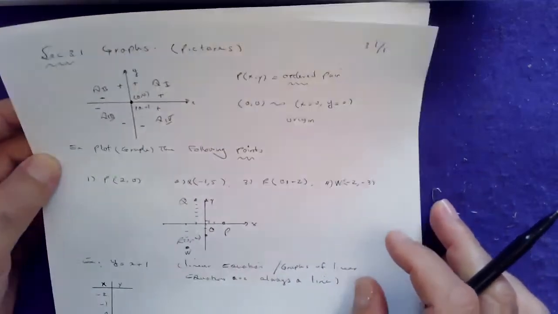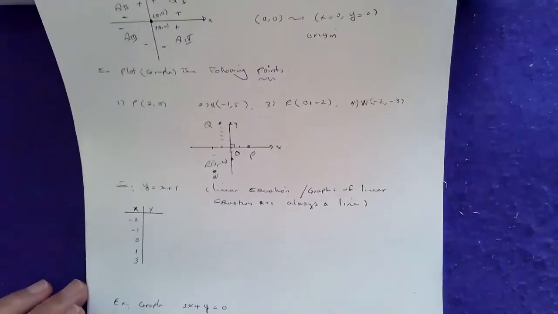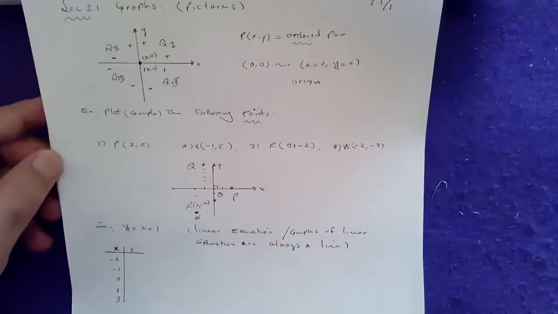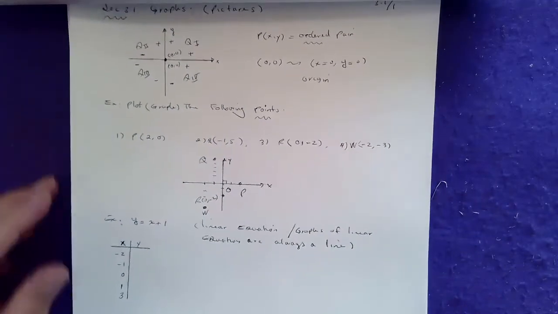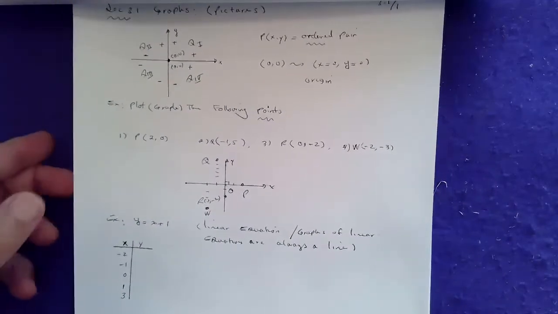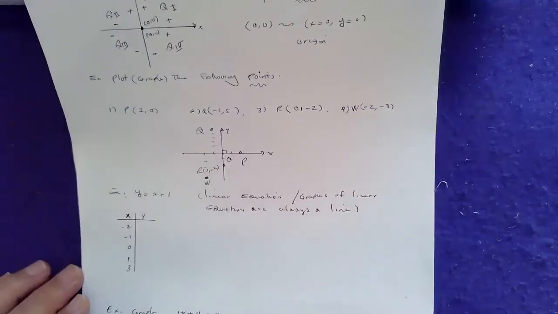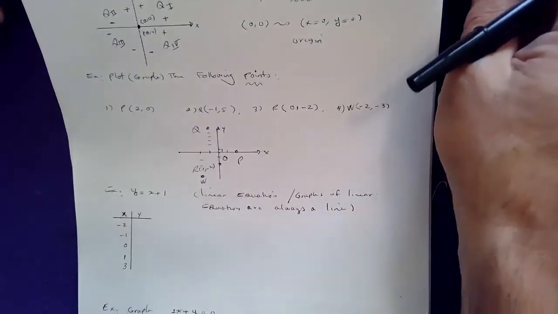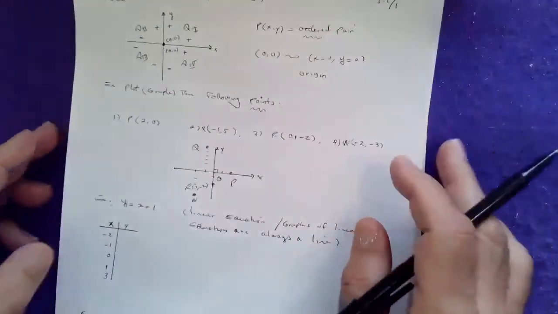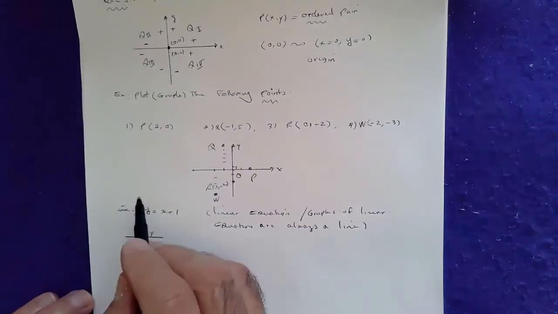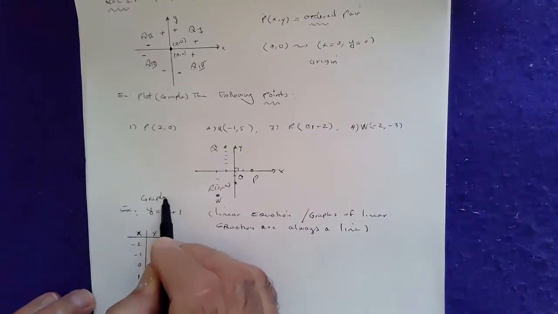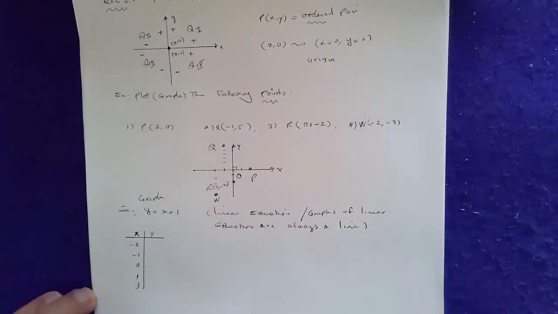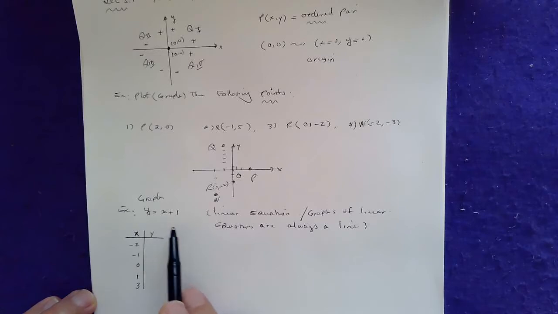So with that said, what do you say we do some examples and see how this goes? The first example is what? Graph, or plot, y is equal to x plus 1. Remember, this equation is called a linear equation. Linear means the graph is always a line.